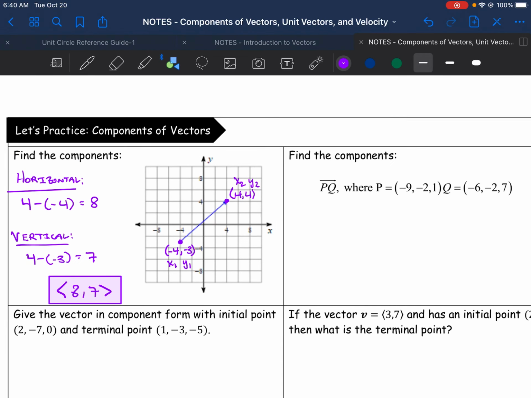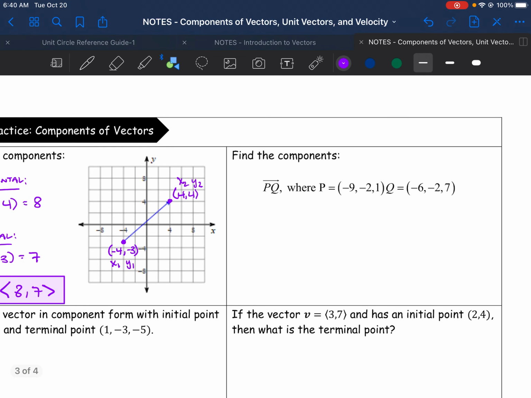All right, let's try another example. Here we want to find vector PQ, and this is going to be a vector in three-dimensional space because P is the point (-9, -2, 1), Q is the point (-6, -2, 7). And let's go ahead and label these points here. So we know it's vector PQ. We're starting with P. P is the initial point. We're ending with Q, the terminal point. So P is going to be x1, y1, z1, and Q is going to be x2, y2, z2.